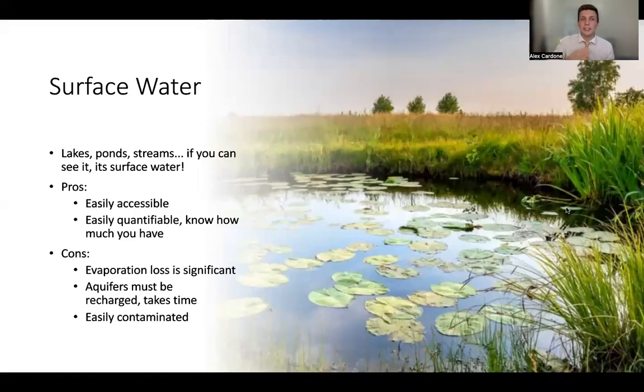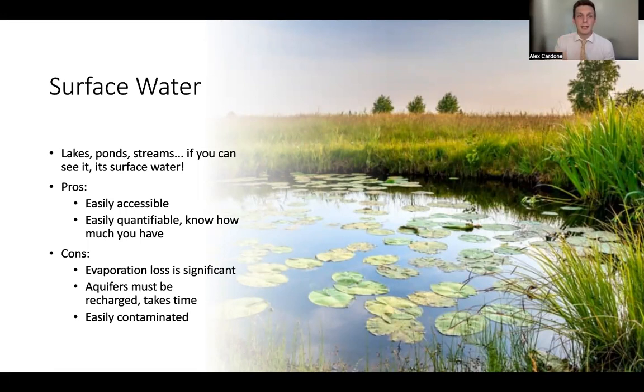So first, let's go into what is surface water. Surface water, very simply, is lakes, ponds, rivers, streams. If you can see it, it's surface water. Almost as simple as that. Some key characteristics of surface water are that some pros are that it's very easily accessible. Honestly, you could just go right down to a river, grab a bucket, and you can get it.